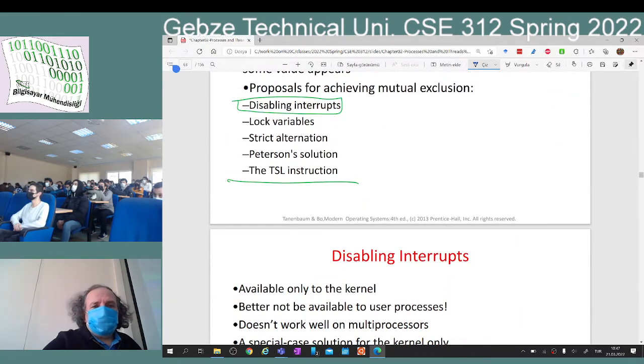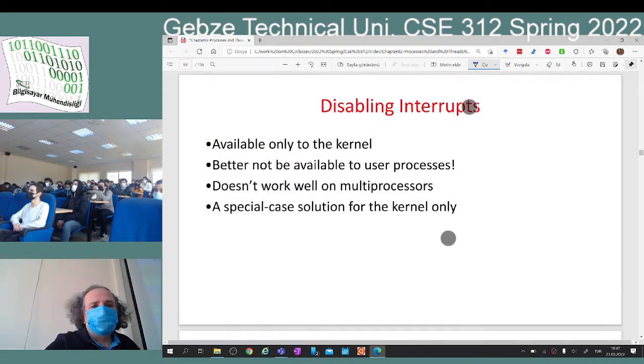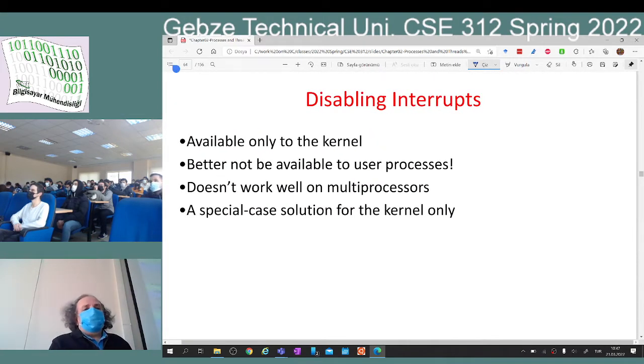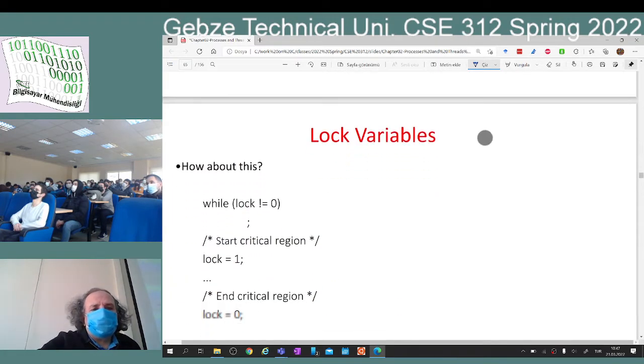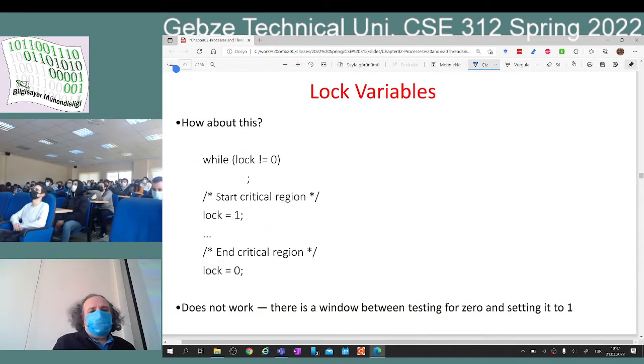Okay, let's look at this. Disabling interrupts is available only in the kernel privileged mode, but not available to user processes. It doesn't work well on multiprocessors. So I am not going to do that, okay? But maybe I can do this. So the idea is this.